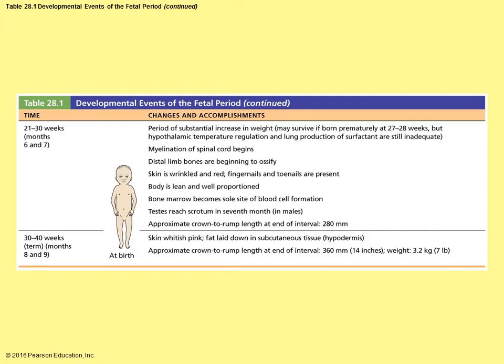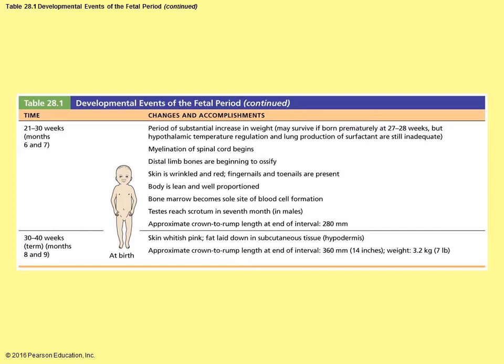In months 6 and 7, there's a lot of increase in weight. Myelination of the spinal cord is beginning. The skin's kind of wrinkled and would be red. Toenails, fingernails are present. Bone marrow is making blood cells. In males, in the 7th month, this is when the testes should descend down into the scrotum area. If premature birth occurs at this point in time, the survival rates over the past several years have increased dramatically.